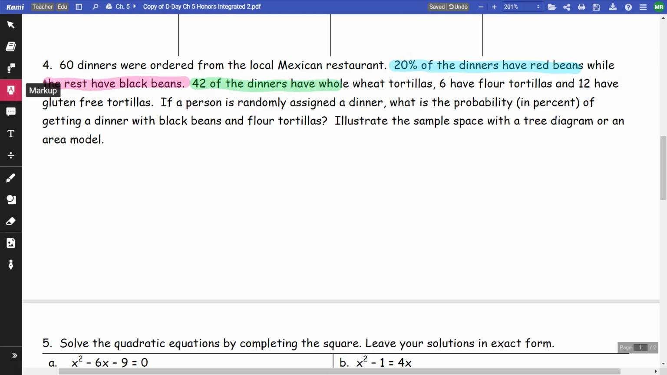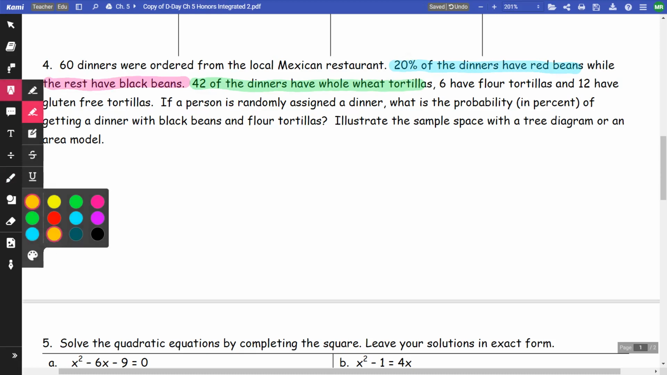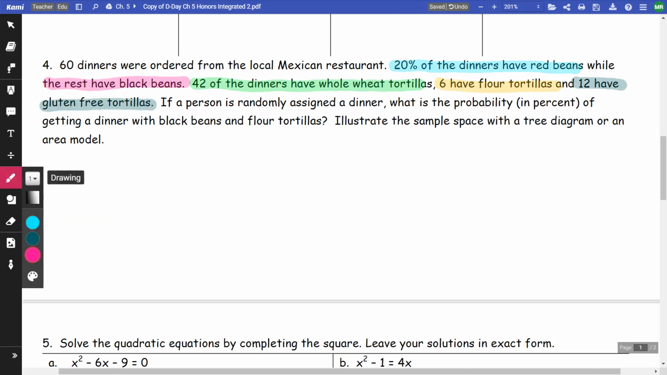42 of the dinners have the whole wheat tortillas, 6 have flour tortillas, and 12 have gluten-free tortillas. If a person is randomly assigned a dinner, what's the probability in percent of getting a dinner with black beans and flour tortillas? Okay, and they want us to draw a sample space, show the sample space in a tree diagram or an area model.